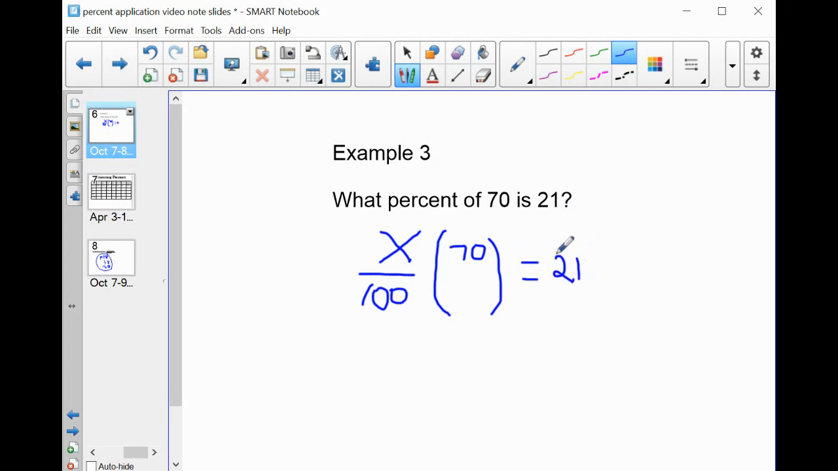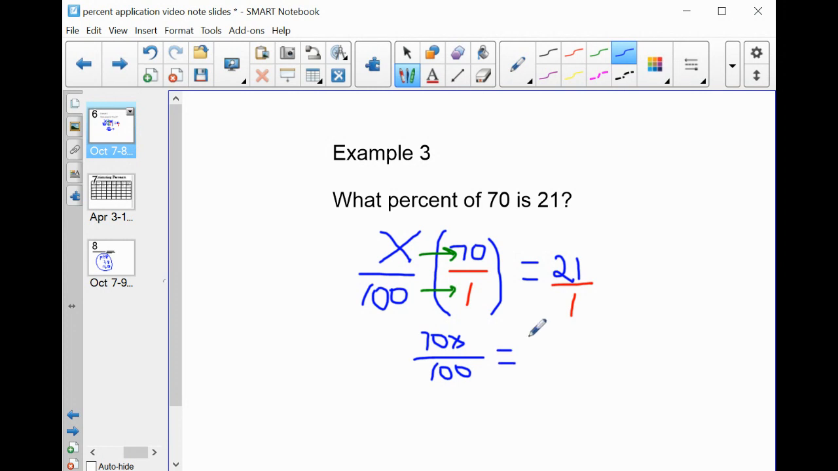Now there's a lot of different ways we can solve this from here. I'm going to put these into fractions. So I'm going to make 70 into a fraction by going 70 over 1. Make 21 into a fraction, 21 over 1. I'm going to simplify the left side, so we'll multiply these fractions. X times 70, you know that's 70x. On the bottom, we've got 100.